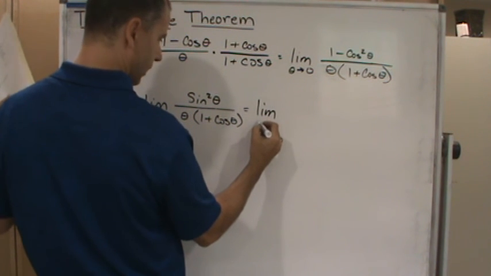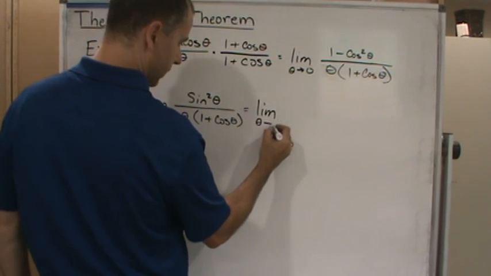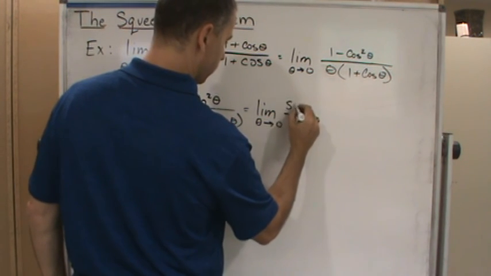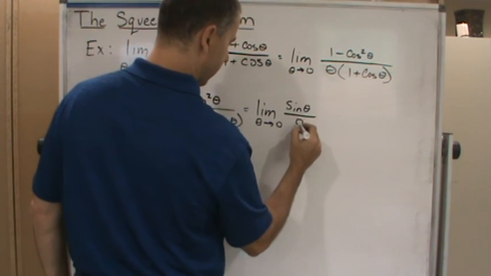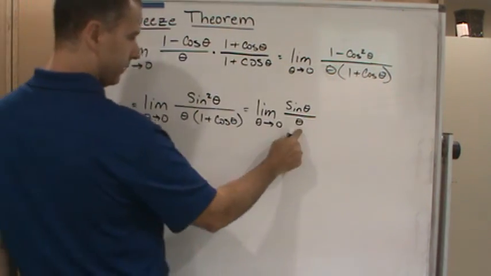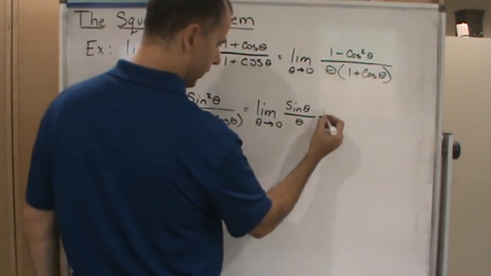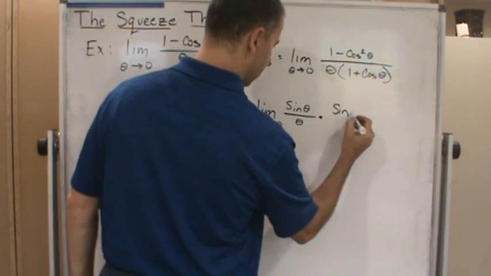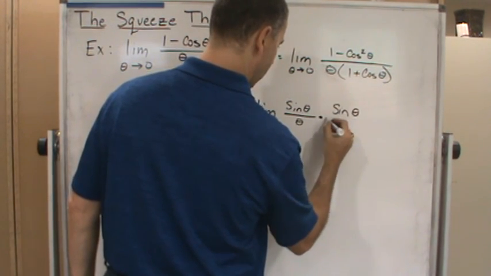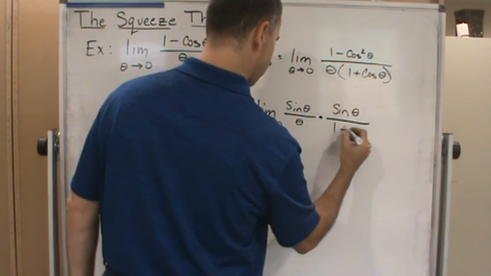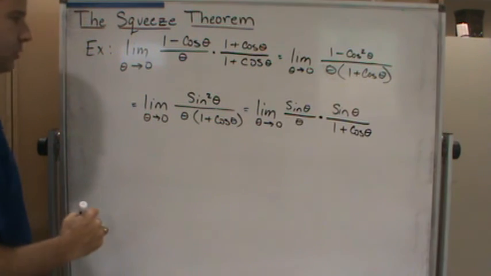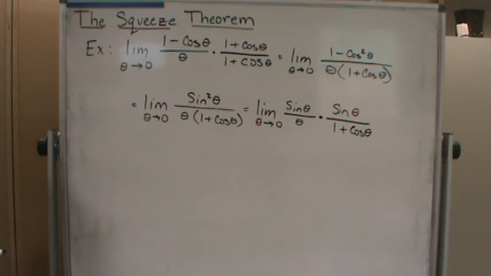The limit as theta approaches 0, and we'll do sine theta over theta. We're familiar with that one. And then we can have the rest of it, which is going to give us sine theta over 1 plus cosine theta. Okay, so now what?